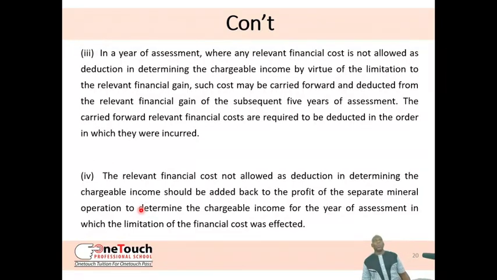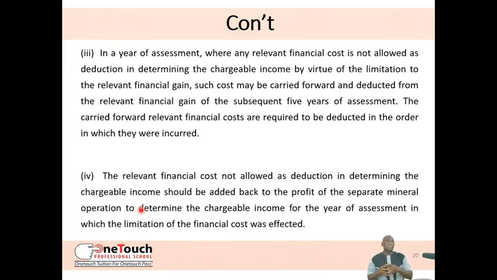Okay, so if you look at the issue of relevant financial cost, the point we are making is that the relevant financial cost not allowed as a deduction in determining the chargeable income should be added back to the profit of the separate mineral operation to determine the chargeable income for that year of assessment in which the limitation of the financial cost was effected. So the point you are making is that, let's say you have a financial cost of 1 million and financial gain of only 800,000.